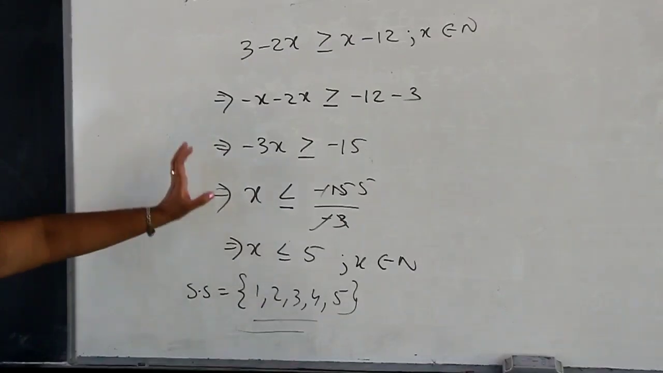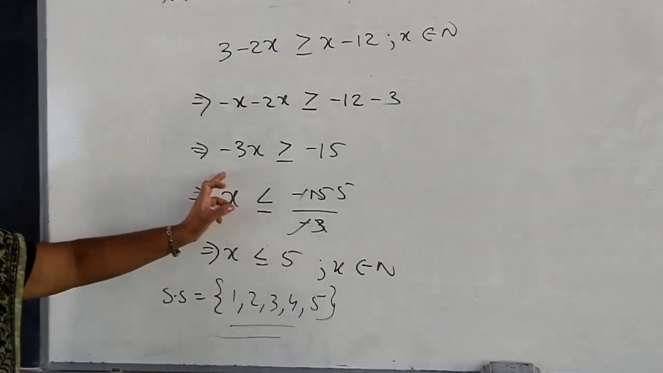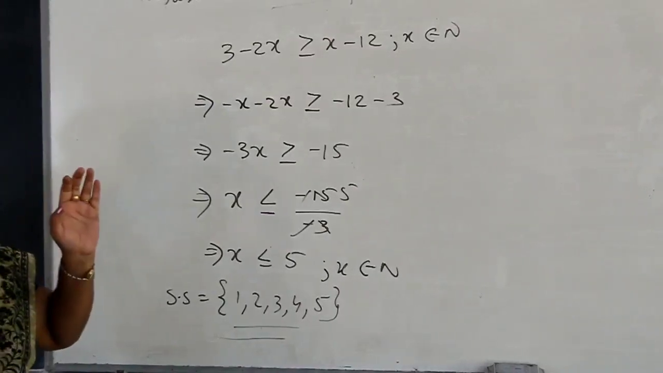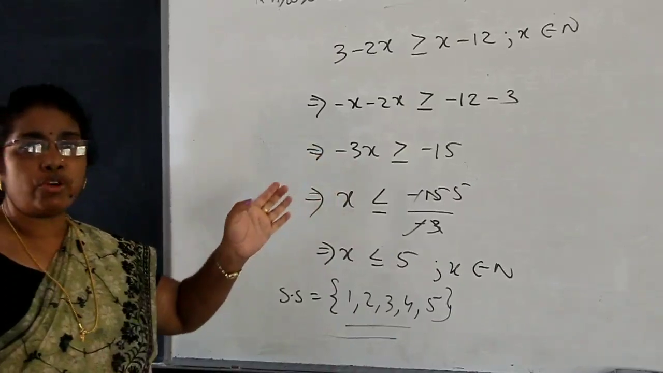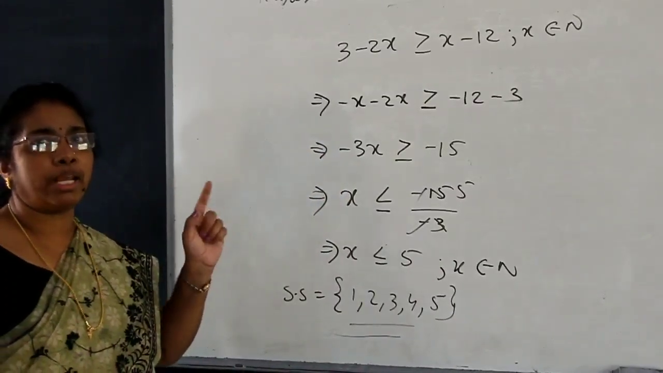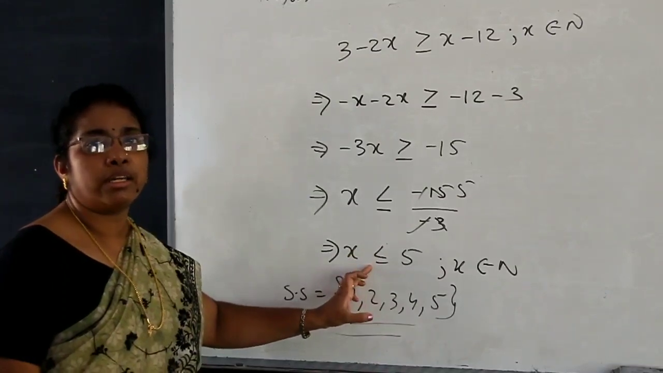So this way you can also solve if the coefficient of x is a negative number. So if each term of the inequation is divided or multiplied by a negative number, in that case the sign of inequality reverses.